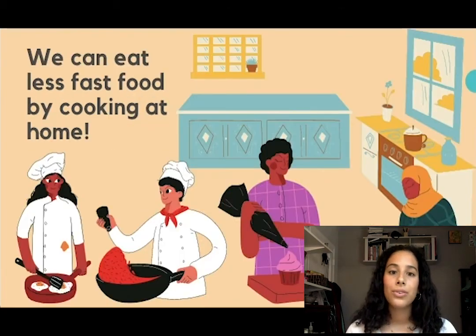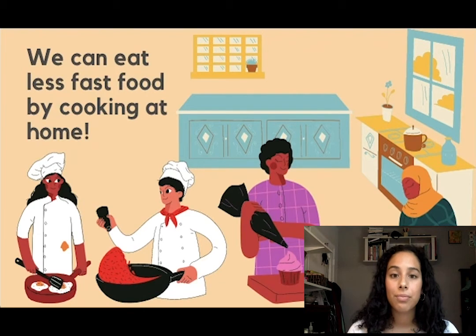We can also eat less fast food by cooking at home. Home-cooked food is a great way to reduce the amount of greenhouse gas in our atmosphere. Remember supply and demand? When we stop paying for fast food or start paying less for fast food, we create less of a demand.